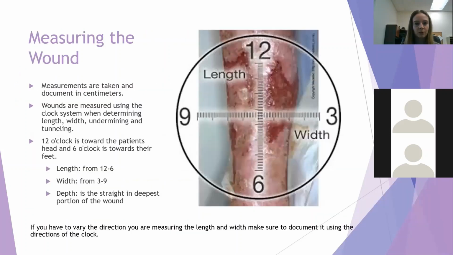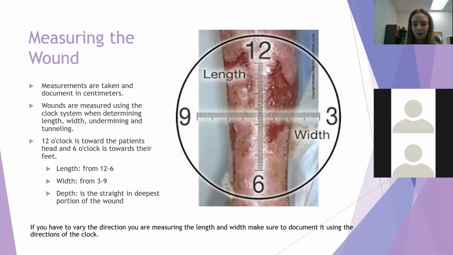When measuring the wound, the measurements are always taken in centimeters. They're measured using the clock system, especially when you're determining length, width, undermining, and tunneling. So 12 o'clock is always towards the patient's head and 6 o'clock is towards their feet. Length is from 12 to 6, width is from 3 to 9 or 9 to 3. And depth is going to be the straight and deepest portion of the wound.